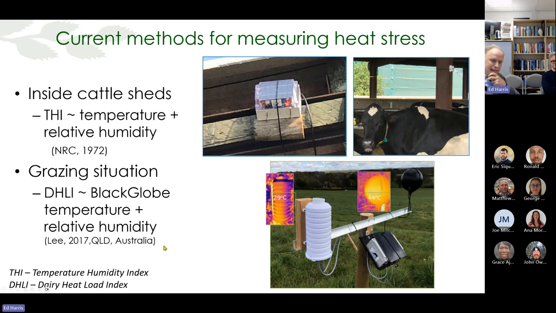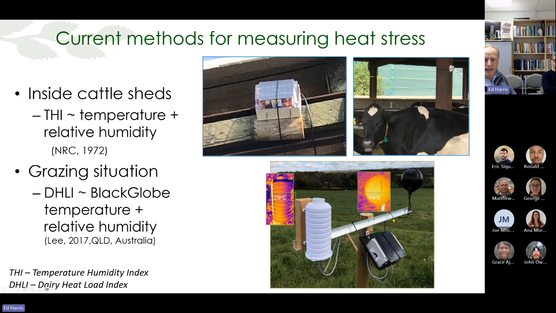Grazing. The Americans have forgotten about Australians grazing, so there's not much in the literature from them. It's a little bit coming out of Queensland, but again, the northern states of Australia, Queensland, Northern Territory, and so forth. And they're starting to bring in what's called the black globe temperature. And it's just a simple black globe, 150 millimeters across, sprayed black with some paint. And in the middle of that is a temperature sensor.